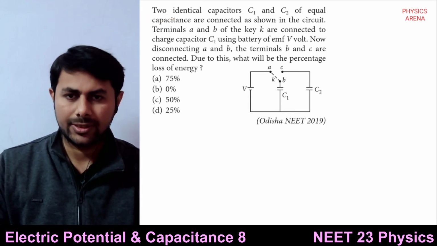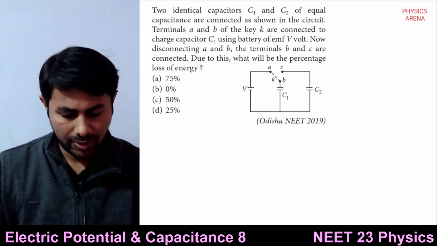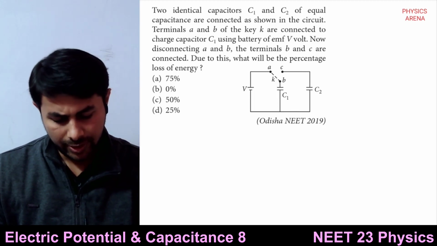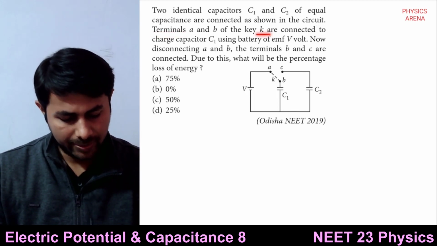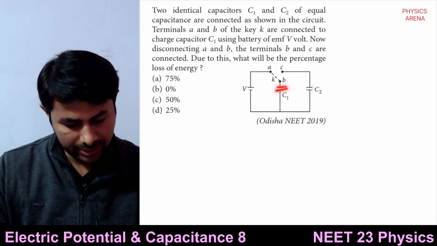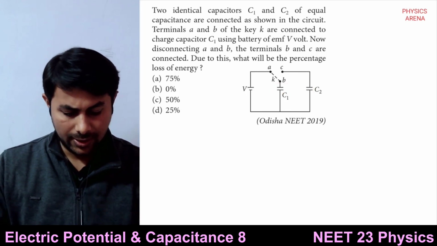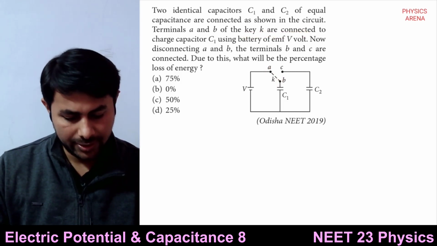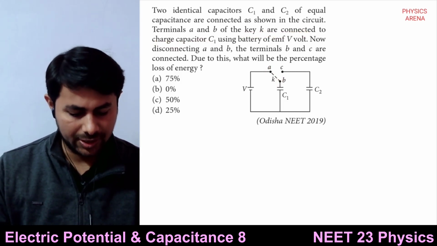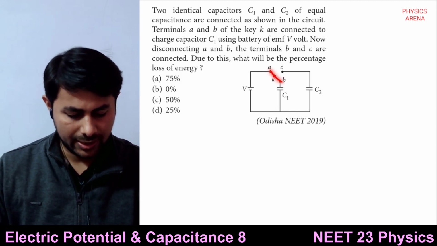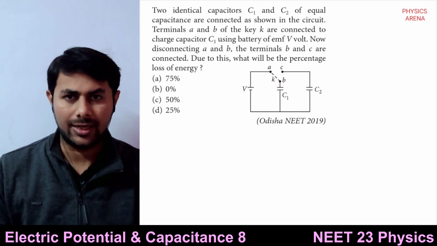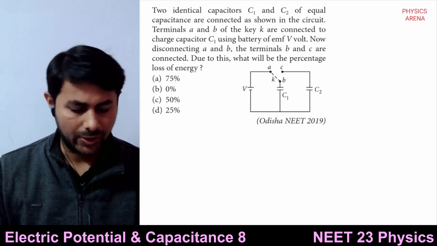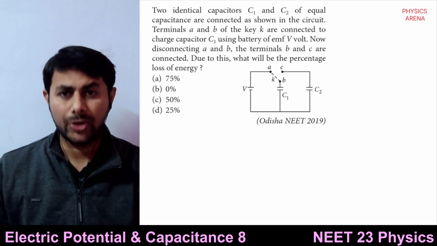Two identical capacitors C1 and C2 of equal capacitance are connected as shown in the circuit. Terminals A and B of key K are connected to charge capacitance C1, so they are connected like this so that C1 will get charged using a battery of EMF V volt. EMF means the potential difference.